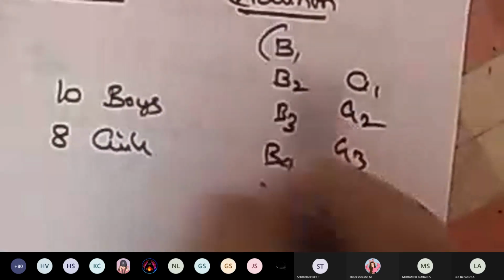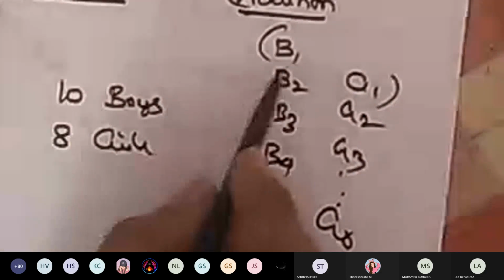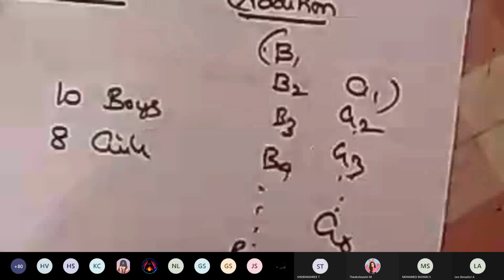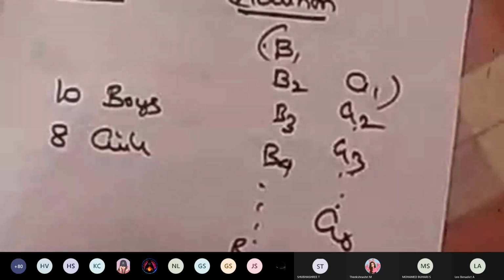The first combination may be boy 1 and girl 1. The second combination, boy 1, girl 2, then boy 1, girl 3, boy 1, girl 4. So these are all the combinations. Now tell me what is the total number of combinations possible.